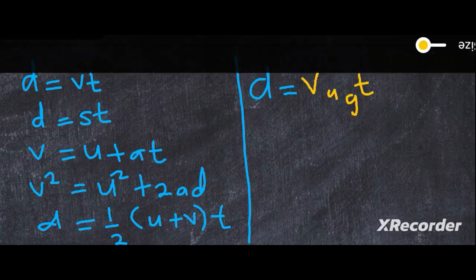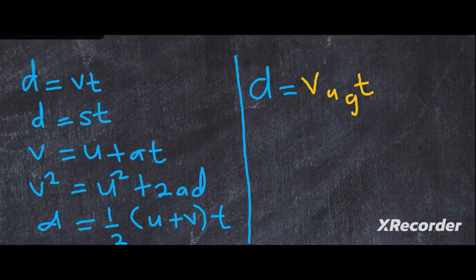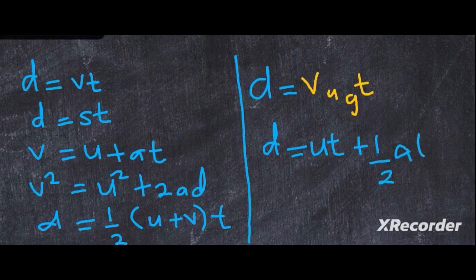Finally, we are also going to include this formula, which says distance is equal to initial velocity times time plus 1/2 times acceleration times time squared. So these are the formulas we'll be using to find the height of the projectile motion.